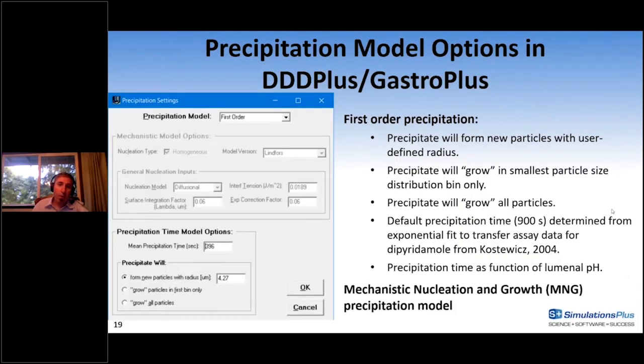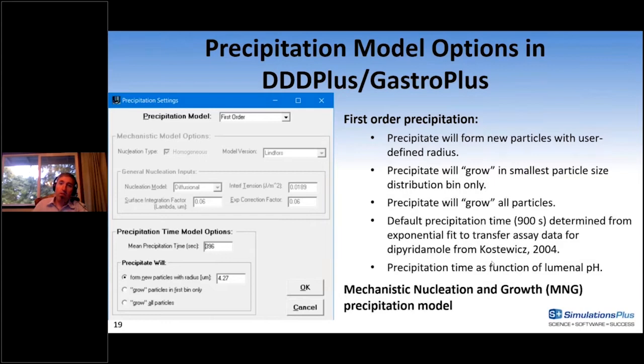So we have first order precipitation that allows you to set the precipitation time, which is the reciprocal of the exponential rate constant, and that determines the rate of precipitation. There are 3 different options for how the drug will precipitate. You can form new particles with a user-defined radius. You can grow the particles in the first bin of the distribution only, or you can grow all particles in the distribution. We then have a mechanistic nucleation and growth model that uses thermodynamics to calculate the precipitation rate using the Lindfors model for mechanistic nucleation and growth. So that's also built into GastroPlus and DDDPlus.